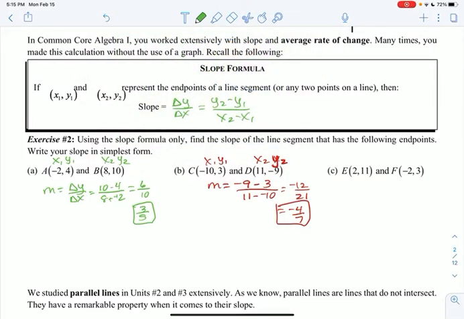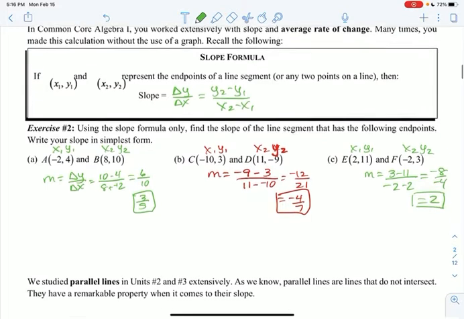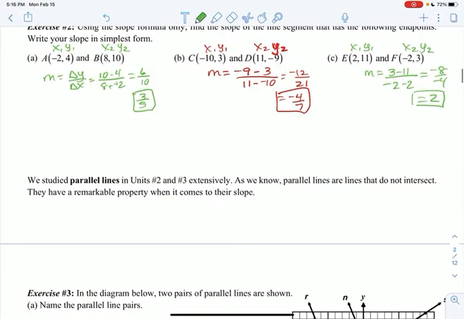And again, label these. Just make sure that you do it correctly. Y's are going to go on top. 3 minus 11. X's are going to go on the bottom. So that's negative 8 over negative 4. Technically, it doesn't matter which y you start with, but whatever y you start with, you have to start with that same x. Okay? All right.